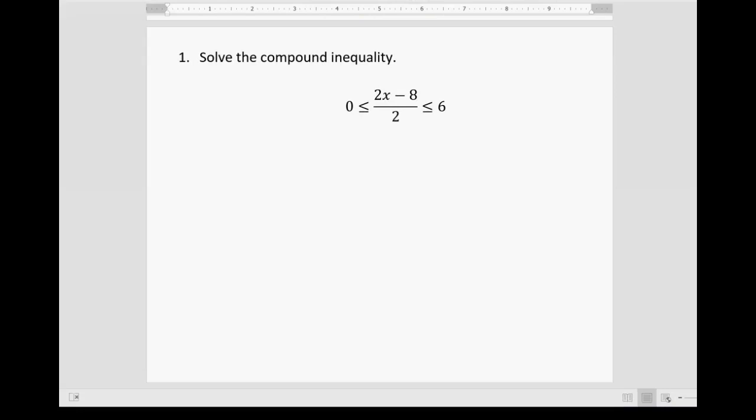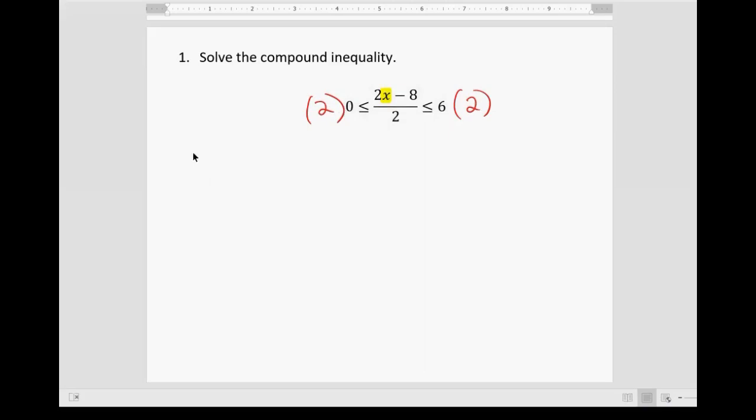Okay, number one, solve the compound inequality. When you're solving this compound inequality, you want to solve it as if it's an equation, and the goal for solving an inequality or equation is to get the variable by itself. Here's our variable in this term right here. We want that to get by itself. So we want to start by undoing this dividing by 2. The opposite of dividing by 2 is multiplying by 2. So we're going to do that on both sides of this inequality.